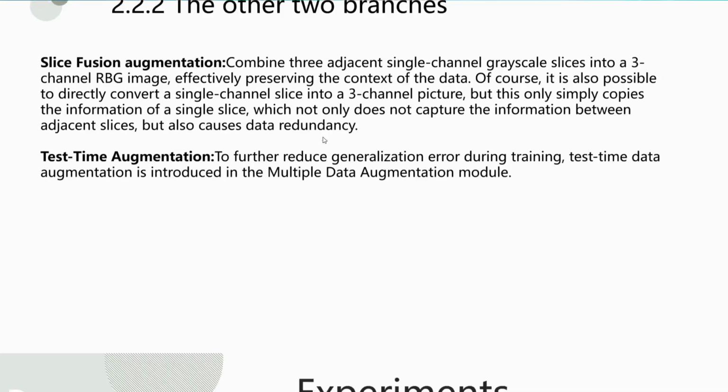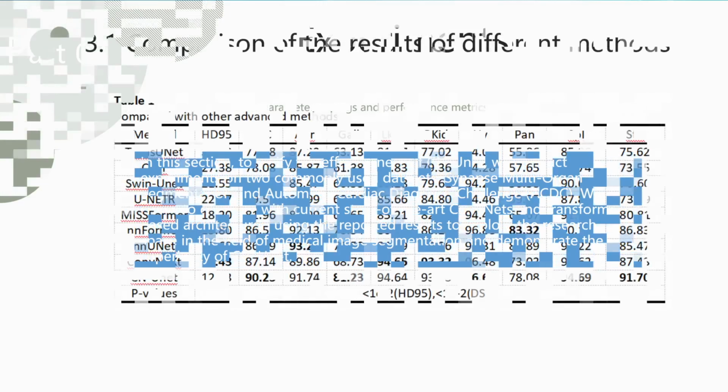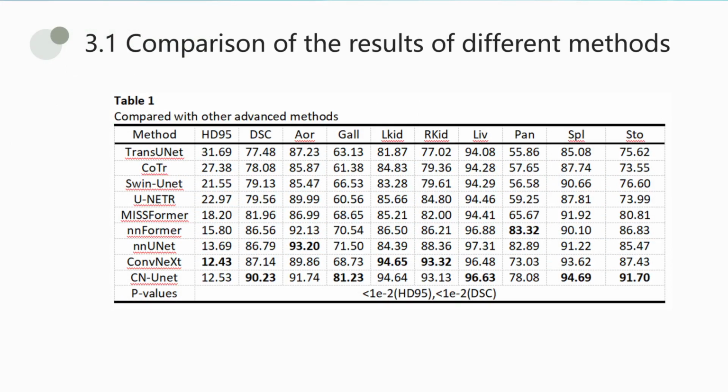To verify the effectiveness of CN-Unet, we conducted experiments on two commonly used datasets, Synapse multi-organ segmentation and the automatic cardiac diagnosis challenge. We chose to compare with current state-of-the-art ConvNeXt and transformer-based architectures, using the reported results to explore the research space in the field of medical image segmentation and demonstrate the superiority of CN-Unet. The results of the comparative experiment are shown in the table below. It can be seen from the table that our method obtained the highest scores in all four semantic classes, and the average DSC coefficient was also the best. Therefore, it can be concluded that CN-Unet is an excellent segmentation network.